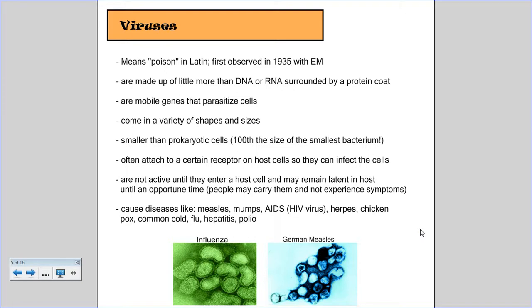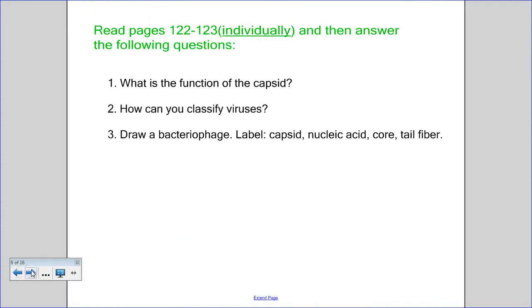The common colds, flu, hepatitis, which affects your liver. That first part of the word, hepatic, refers to the liver. So hepatitis would be infection and inflammation of the liver. And polio. And those are just a couple of pictures of some viruses.